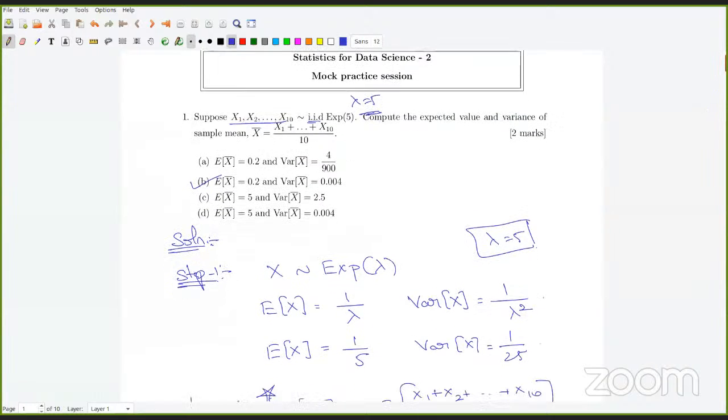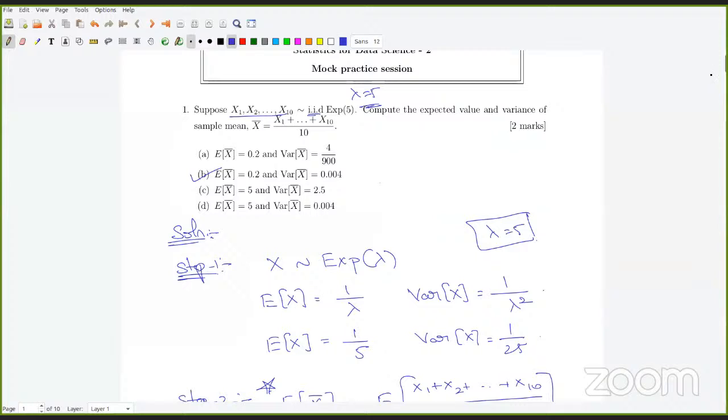Lambda signifies, it's a basic question, sir. Sorry, what does lambda signify here? Can you come again? What is the lambda here? Actually, what does it signify? See, lambda is the parameter, right? Parameter of the exponential distribution.